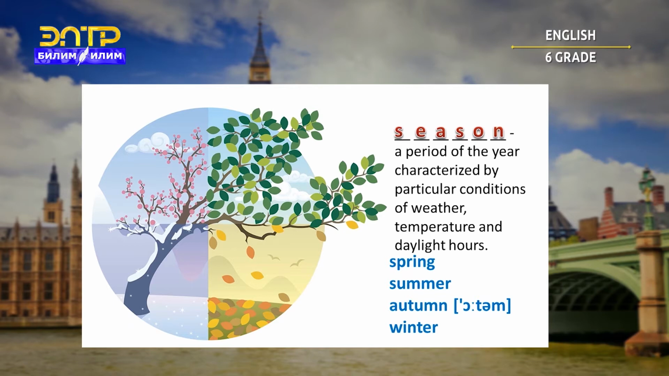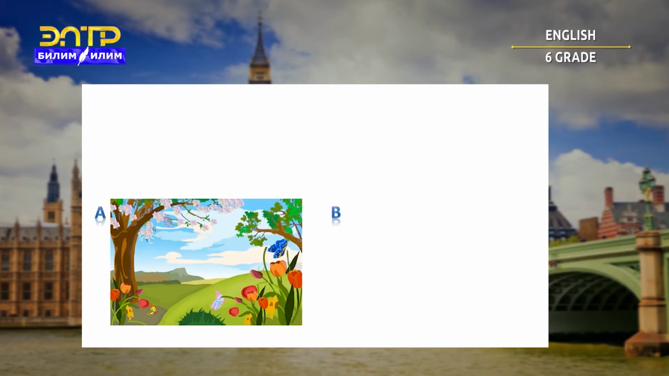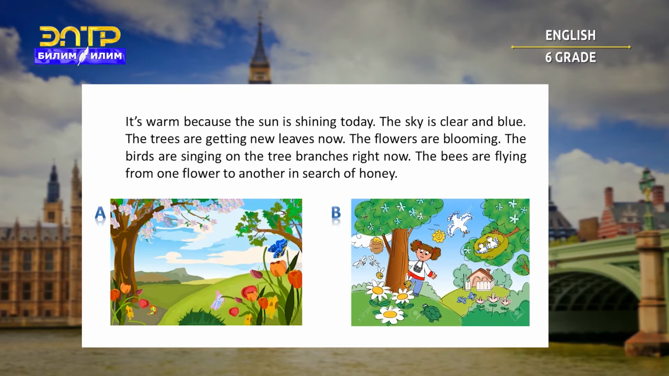Now, look at 2 pictures, A and B. Read the text and match it with the correct picture. And explain your answer.